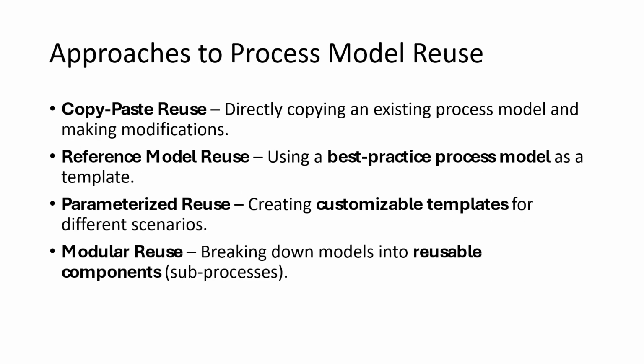Approaches to process model reuse. Copy-paste reuse: directly copying an existing process model and making modifications. Second one, reference model reuse, using a best practice process model as a template. Third one, parameterized reuse, creating customizable templates for different scenarios. Fourth, modular reuse, breaking down models into reusable components or sub-processes.